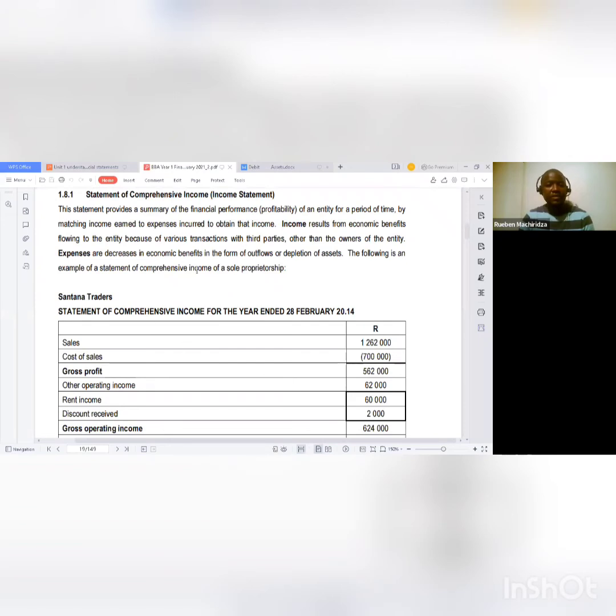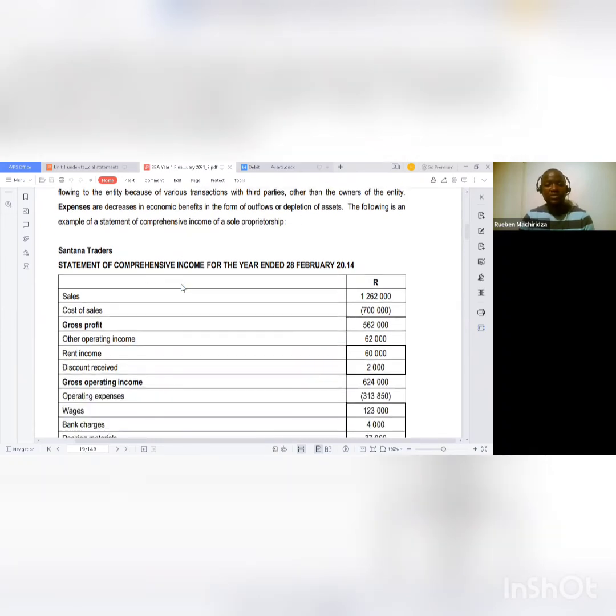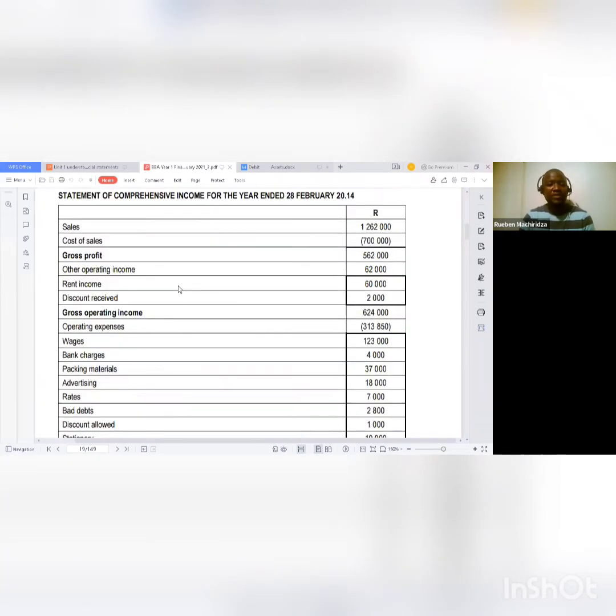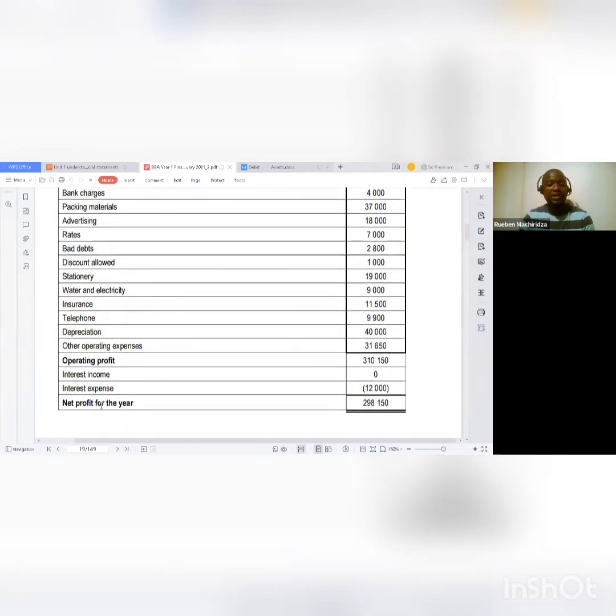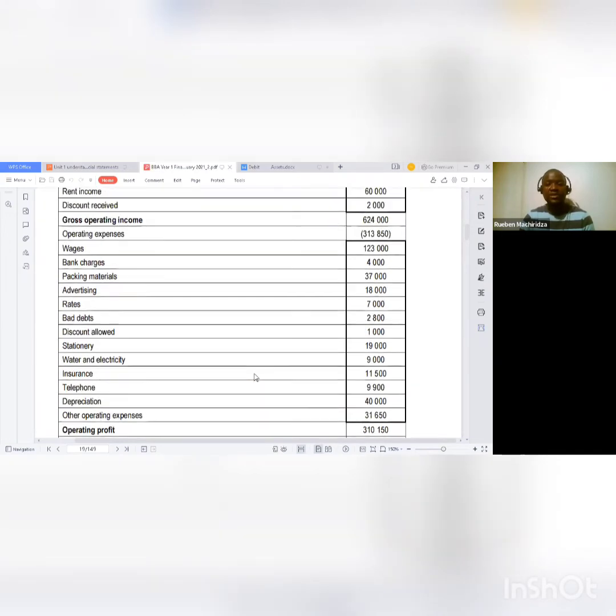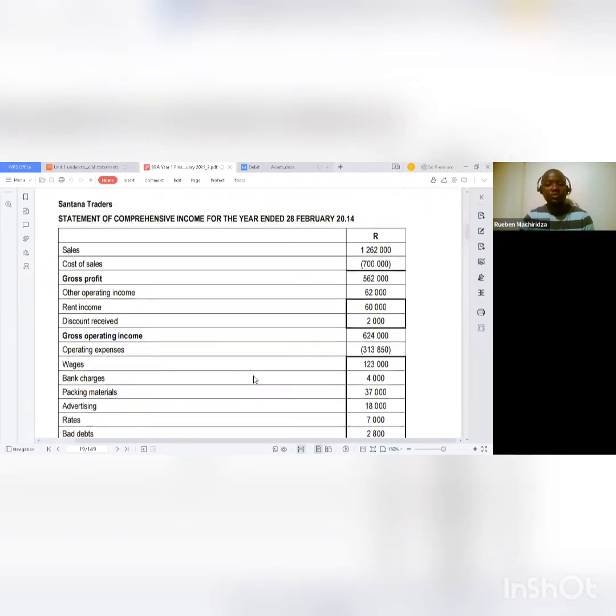So I'm not going to bother you with this theory. We have already talked about this. So I want to go right into the statement of comprehensive income. So you will see that we start with sales and we will end with net profit. What we want to look at in the statement of comprehensive income is the net profit for the year. So I cannot teach you how to know this format, but it is through practice that you will know. So practice makes perfect.